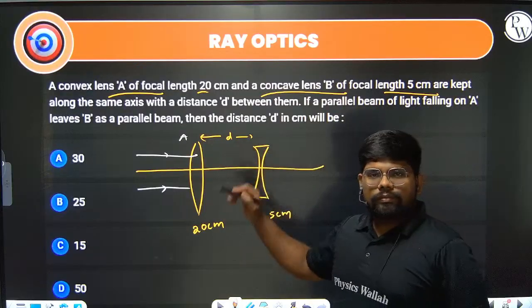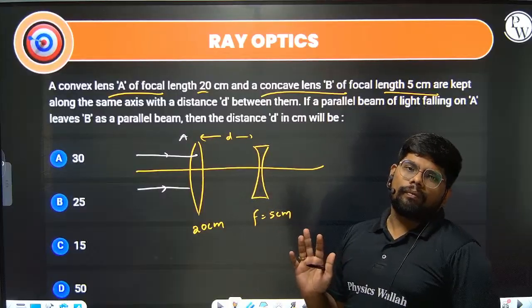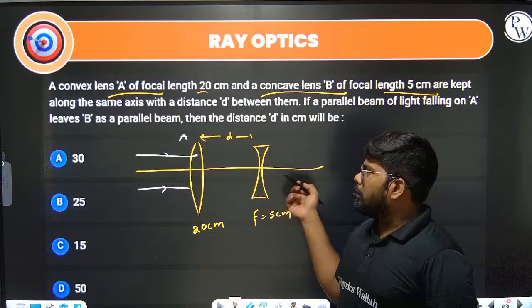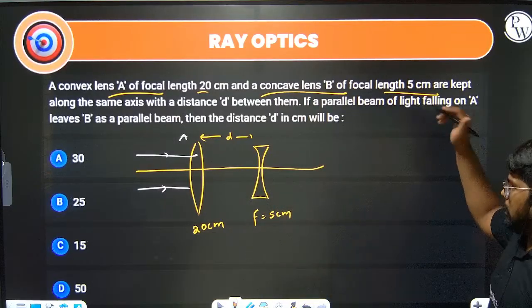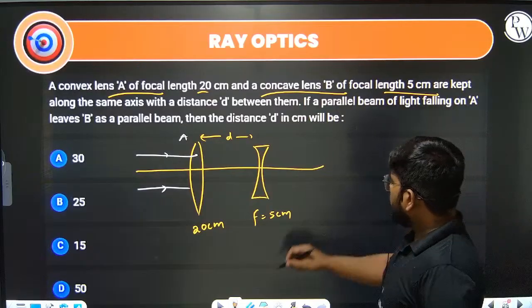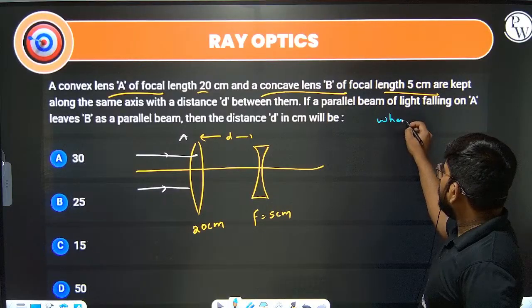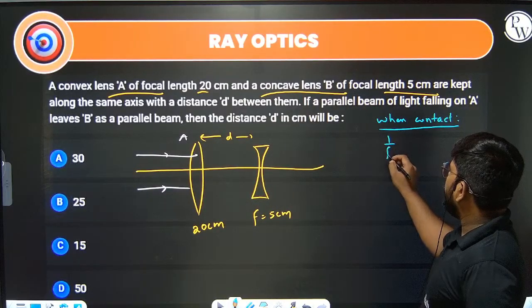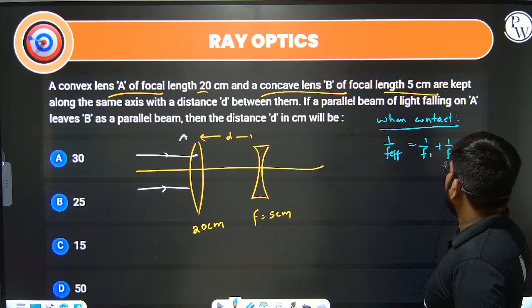That means the effective power is 0, so the effective focal length is infinity. That's what I should say here. We have discussed one formula, right? When the lenses are in contact, the formula is 1 by F effective is equal to 1 by F1 plus 1 by F2. This is what we have to use.